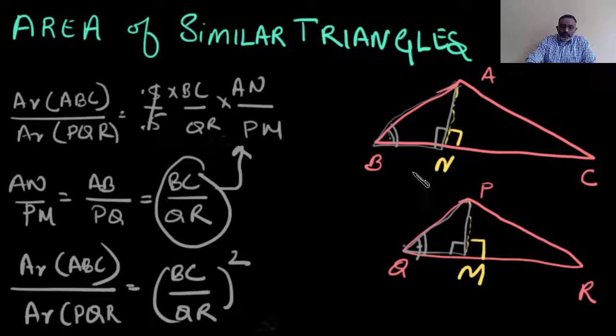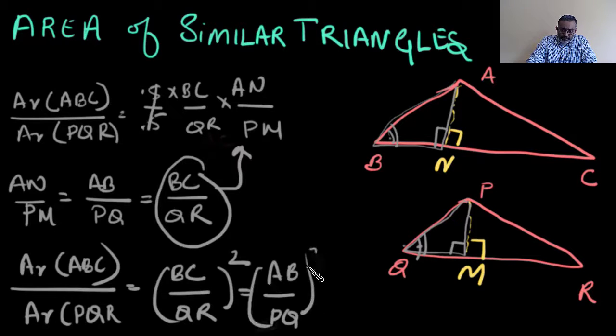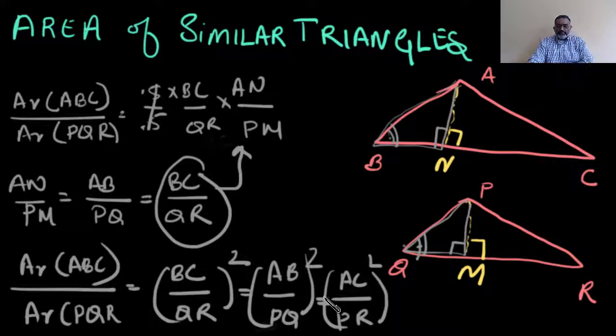All right. Now, if we draw this AN in a different direction using this as the base, you would get a different set of sides. So if we keep doing this for each side separately, we can get AB by PQ squared is equal to AC by PR squared. All right. So there you have it. This is the expression that describes the fact that the area of two similar triangles is proportional to the square of the proportion of its sides.